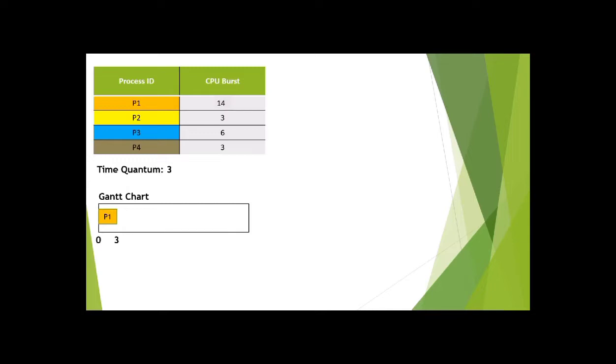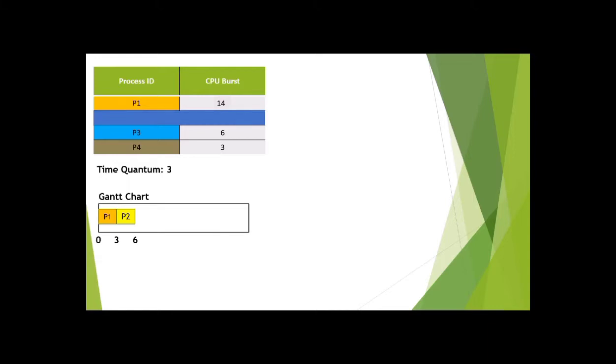Next is si P2 naman. So pumasok siya at the time of 3 seconds at matatapos siya at the time of 6 seconds. So ibabawas din natin yung nagamit niyang oras. So 3 minus 3 is equals to 0. So wala na siyang remaining time. So tatanggalin na natin siya.